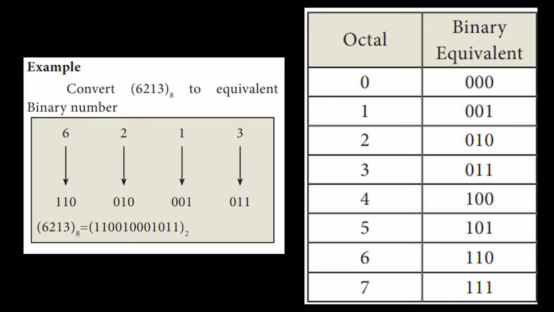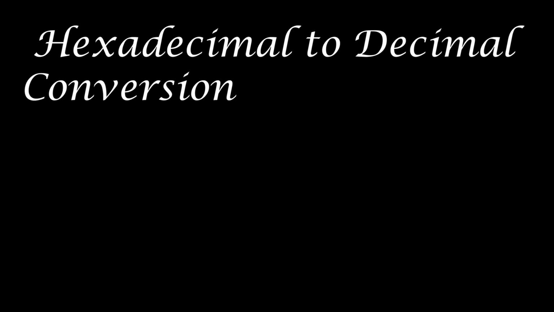Convert these numbers to binary numbers, right? Next one is hexadecimal to decimal conversion. Right, so to convert this hexadecimal to decimal, we can use this positional notation method itself. First, we'll write down the hexadecimal digits and list the powers of 16 from right to left. This is the positional notation.